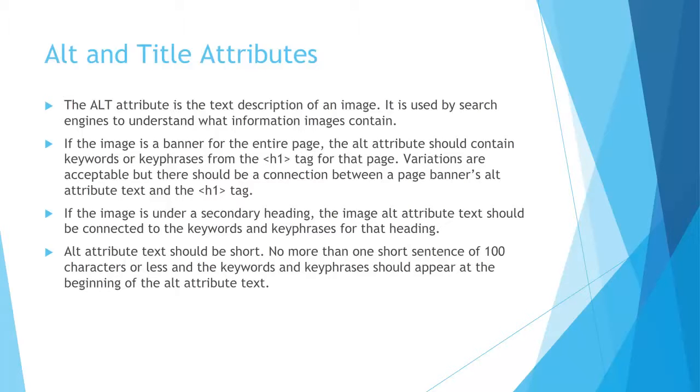Alt attribute text needs to be short also. Generally speaking, your alt text should really be just one short sentence, no more than about 100 characters. The shorter, more concise, the better. And the keywords and key phrases should appear as close to the beginning of the alt attribute text as possible. You shouldn't wait until the actual end of the text in your alt attribute to include your keywords and key phrases. The important ones that you're trying to highlight should come up first.